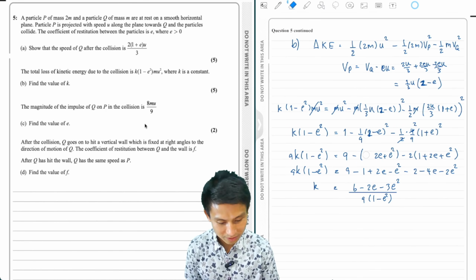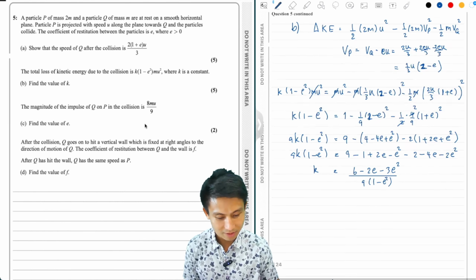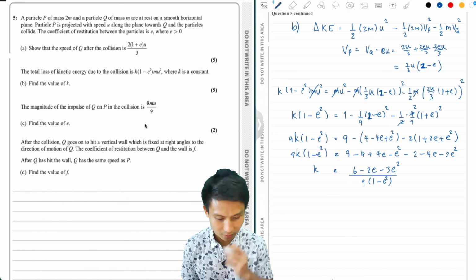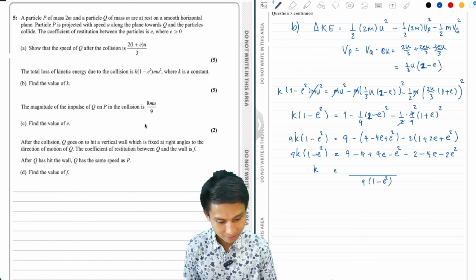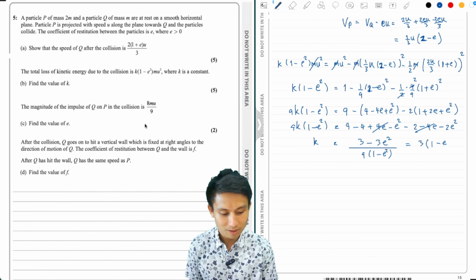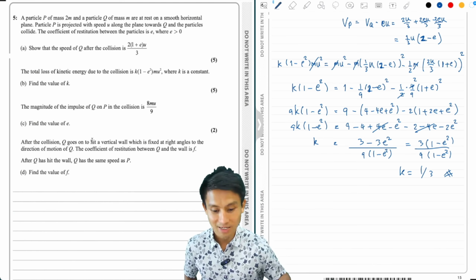So everything else remains the same, but inside here I should instead get 4 minus 4e plus e squared. Okay, so that should be 4, 4, 4, 4, and e squared. Alright, now we get some cancellation. 4e goes away. And then I have here 3 minus 3e squared. And because that is just 3 times 1 minus e squared, divided by 9 times 1 minus e squared, that should simplify to 1 over 3. There you go. Okay. So that's it for part B.